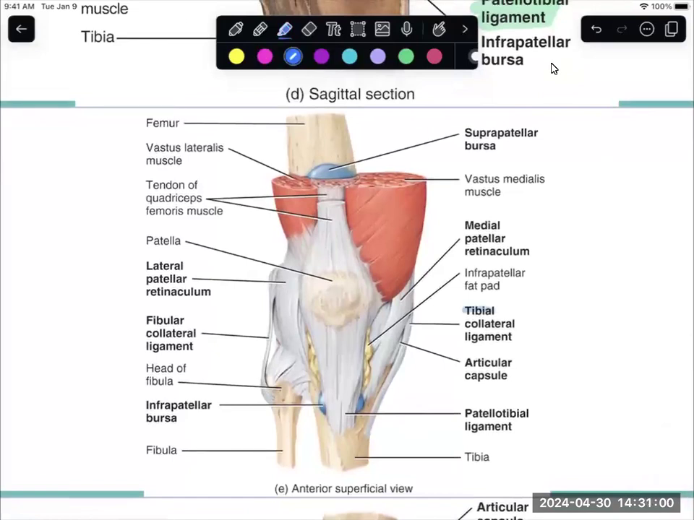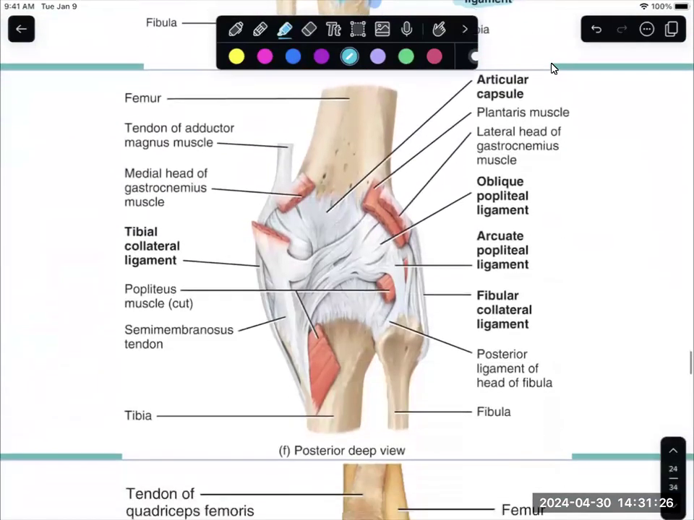You've got that tibial collateral ligament that's running along that tibial side. You have that fibular collateral ligament that's running along that fibular side. Then we've got our quadriceps tendon up at the top. And we have our patellar tendon below that patella. There's a lot that's helping to hold this knee joint in place.